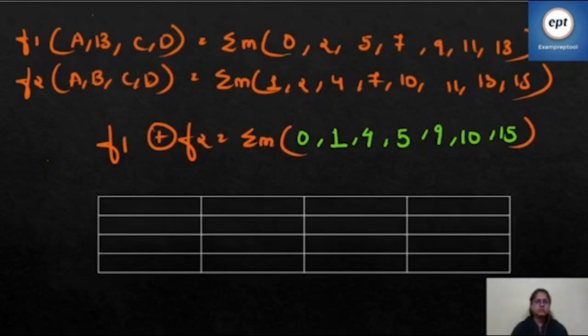Okay, so consider this as a K-map. Now here it will be AB and here it will be CD. Here it will be 0, here it will be 1, here it will be 3, here it will be 2. Then here it will be 4, here it will be 5, here it will be 7, here it will be 6.